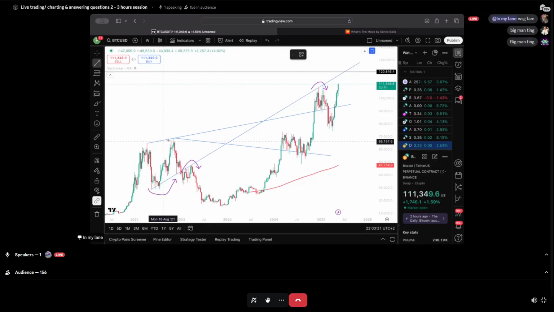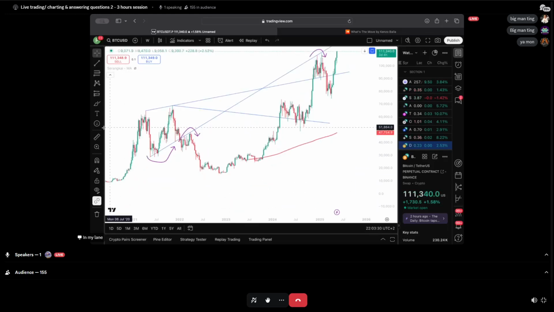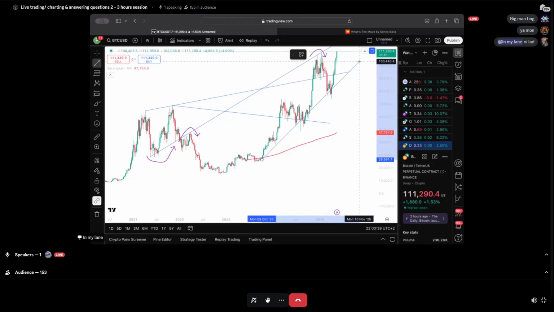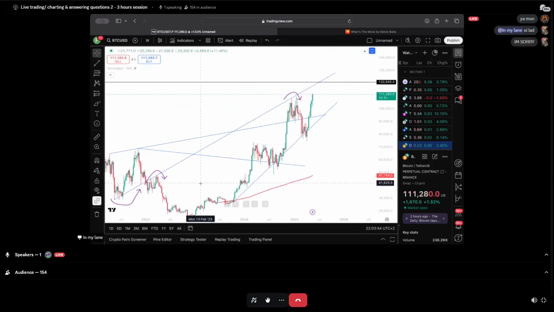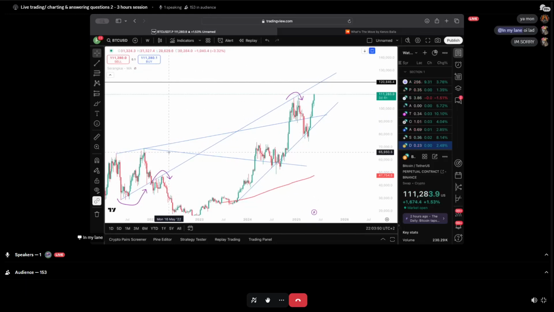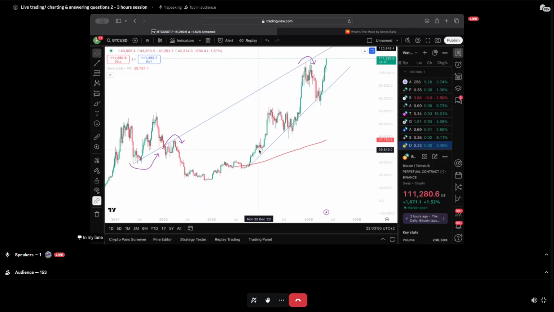So yeah, this is the next resistance up here, but there's more. Let me just try to find it. We need to find the uptrend we're in right now. So you can see here, this is a rising wedge right here. Like if I remove this one and this, you can see it.